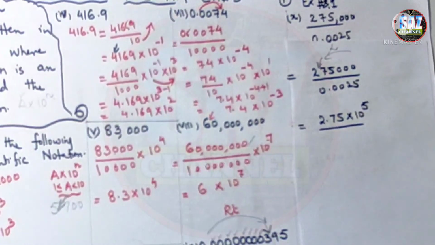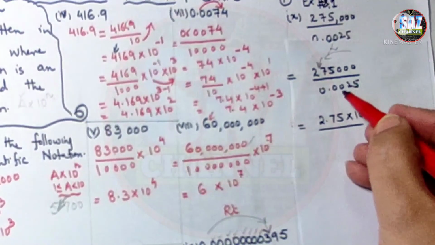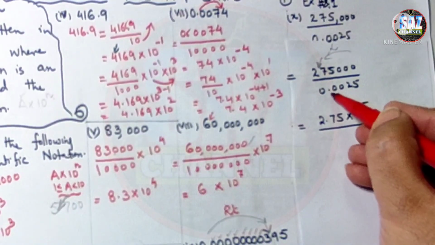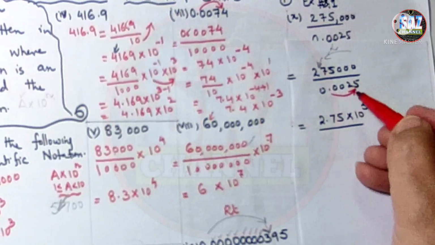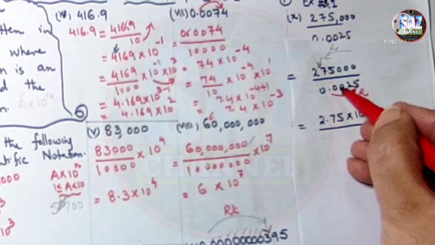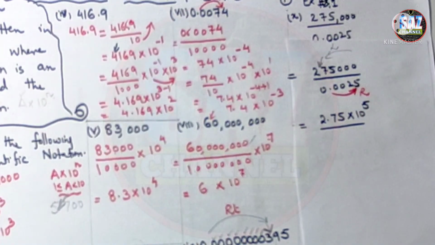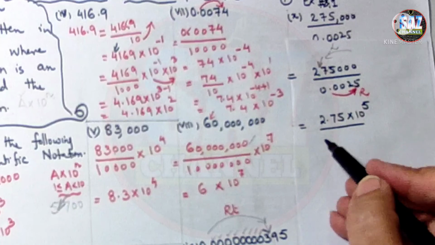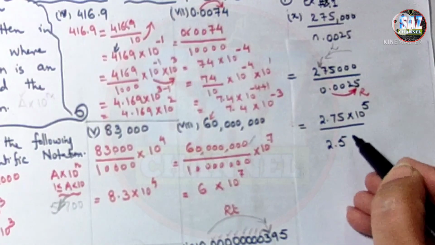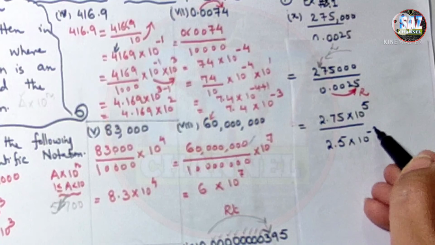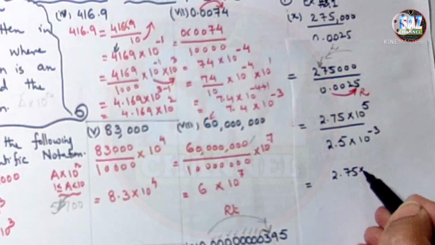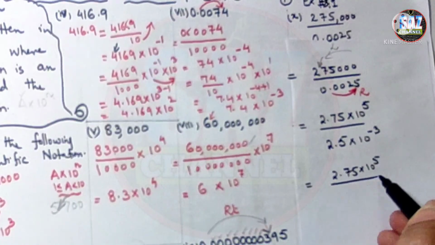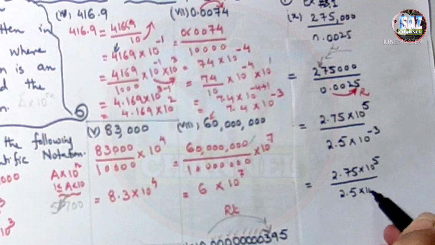And then if we look at the denominator, in order to bring this 0.0025 in the scientific notation, I have to bring the decimal right in between 2 and 5. So how many moves towards right? 1, 2, 3 moves. So it will become 2.5 multiplied by 10 raised to power minus 3. So the answer for this question is 2.75 multiplied by 10 raised to power 5, upon 2.5 multiplied by 10 raised to power minus 3.